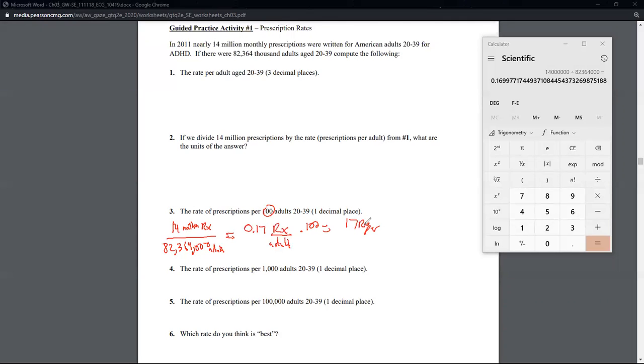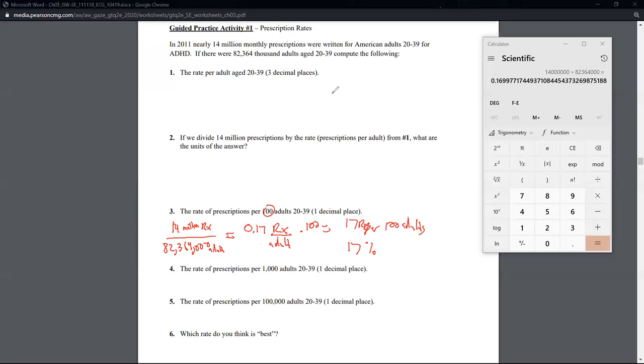So 17 prescriptions per 100 adults, which is like having 17%. So this would be us scaling a quantity to 100. And you might say, well, how did I know just to do this as a times?